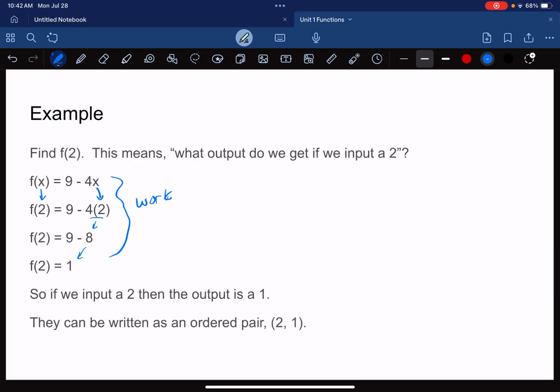Notice nothing changed on the left side, okay? It simply means you inputted a 2, and the math on the right side came out to be a 1, and I can write those as an ordered pair, okay? So students always get confused about, they think they're going to multiply f times 2. That's not what that means. F of 2 does not mean f times 2. Okay, it means what do you get when you plug 2 in?